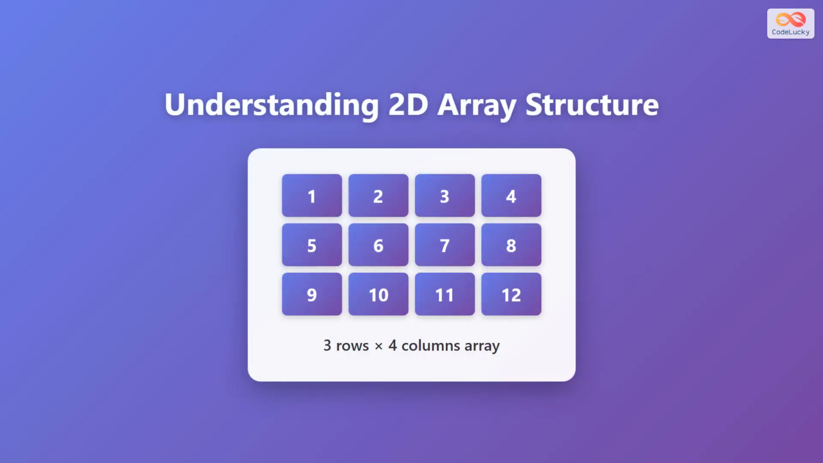Before we dive into slicing, let's understand what a two-dimensional array looks like. A 2D array is essentially a grid of numbers organized in rows and columns. Here we have a sample array with 3 rows and 4 columns, containing numbers from 1 to 12. Think of it like a spreadsheet where data is arranged in a table format. Each element has a specific position defined by its row and column.